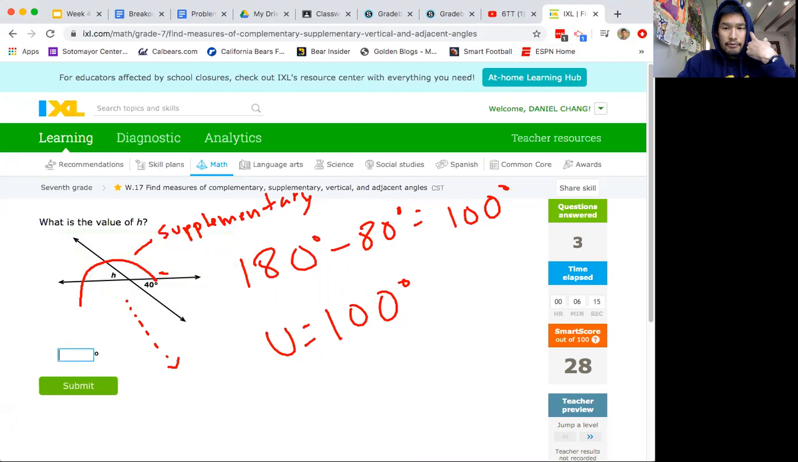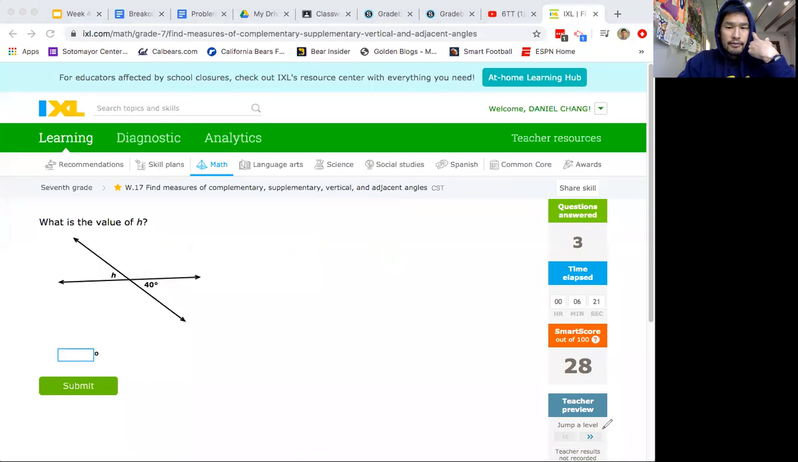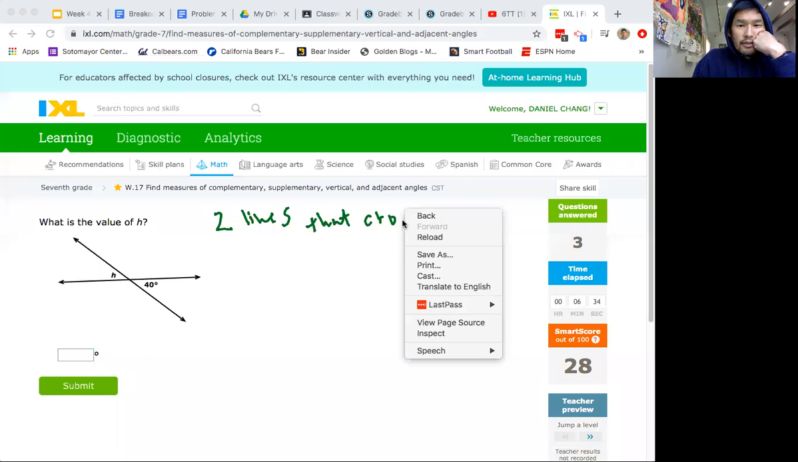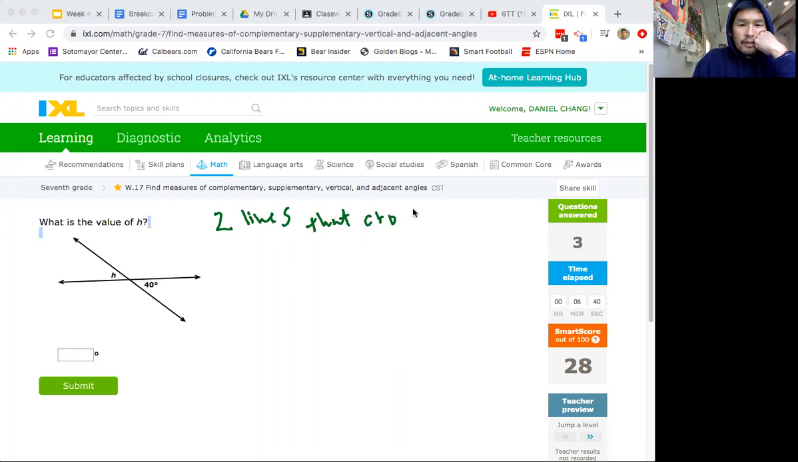So here we go. Annotate. Let's clear this. Clear all my drawings. Use blue. All right. Two lines intersecting. Two lines that cross equals, oops. What's wrong with my draw? Draw. Two lines that cross equals vertical angles.